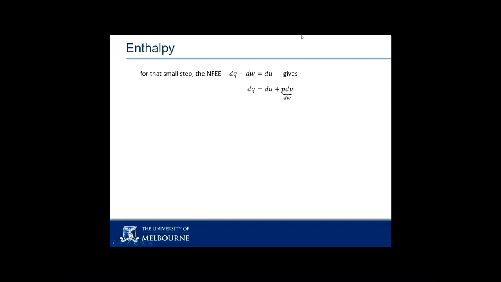What I'm doing here is saying if dW is PdV, and I bring it over this side, I can have an expression for the heat transfer in terms of the change in internal energy and the change in volume at a certain pressure. That's neat, because up until now I didn't have an equation to work out heat transfer. I didn't have a nice one anyway.